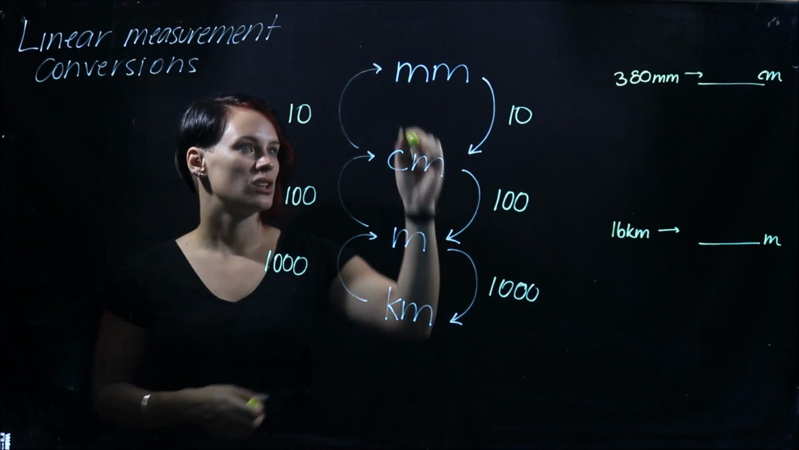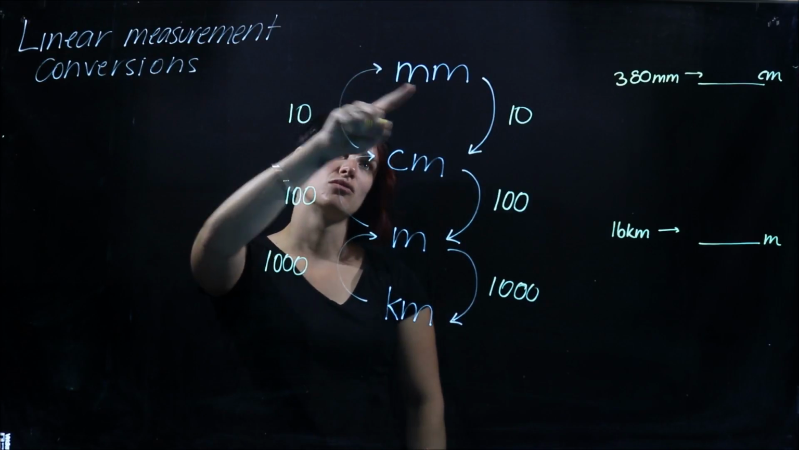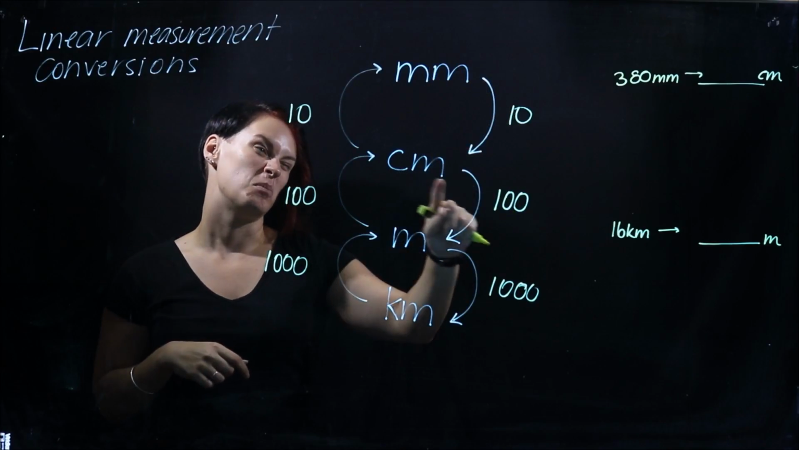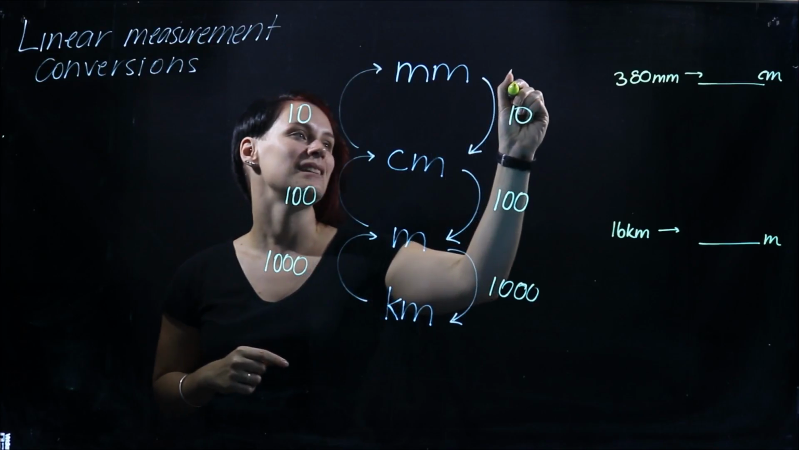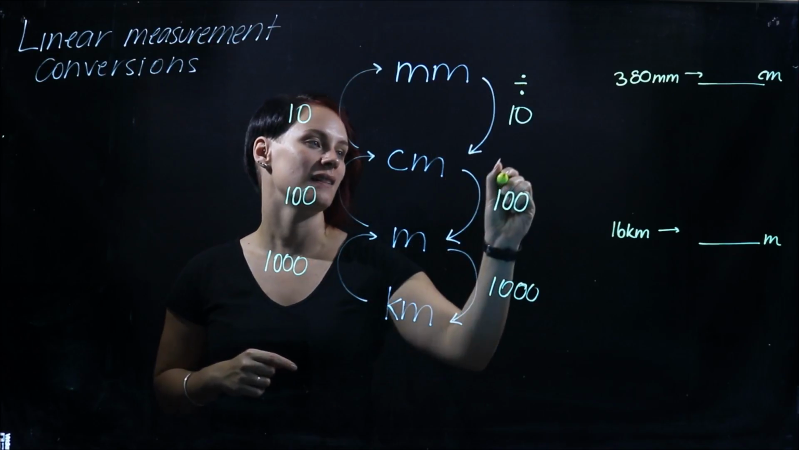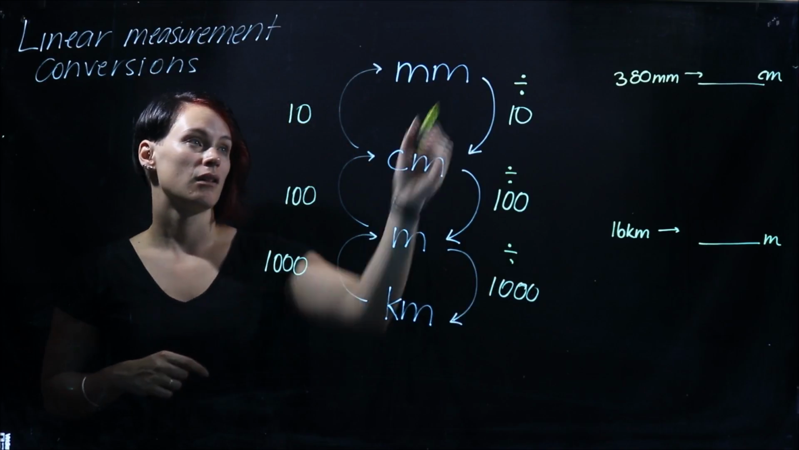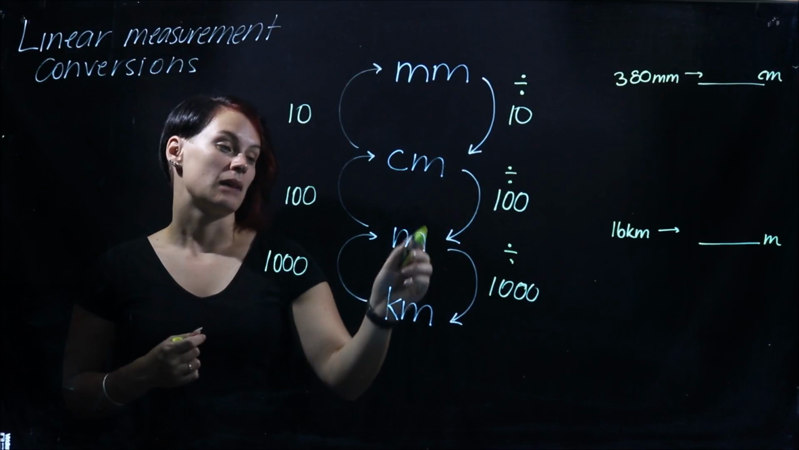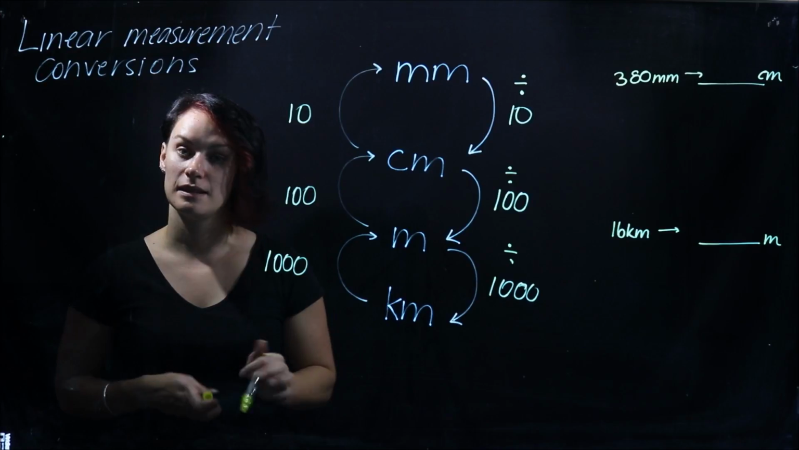Now if we are trying to convert from a unit of measurement that is small, like our millimetres, and we are trying to make it a bigger measurement, so if we are going from small to big, what we need to do is divide, and that's for every single one of our conversions. If we are going from millimetres to centimetres, we divide by 10. If, say, we're going from millimetres to kilometres, we divide, but by 1,000 this time.